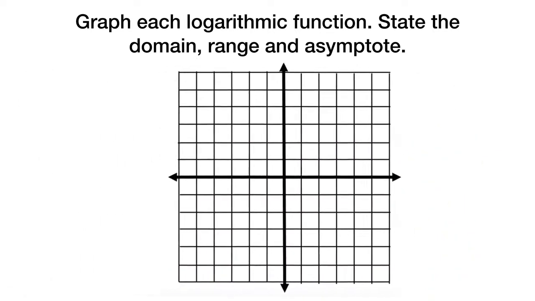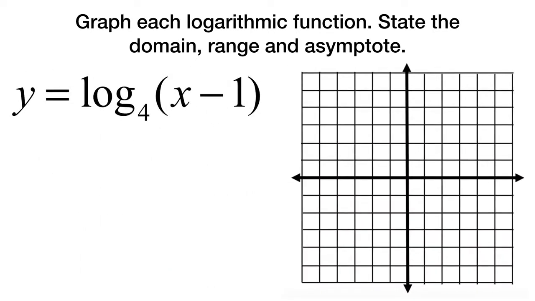All right, let's try this with one where we don't have it already written. Log base 4 of x minus 1. So the first thing I would do is rewrite this log base 4 of x minus 1 to become this: x equals 4 to the y plus 1. And I would just find x and y.